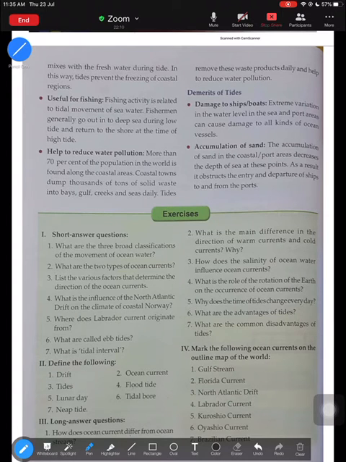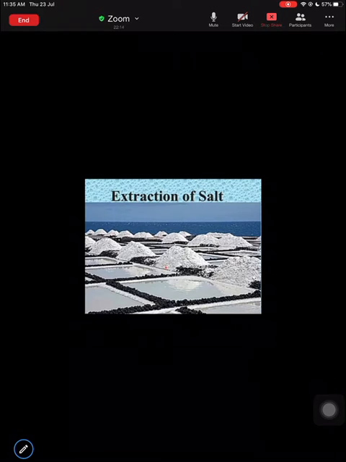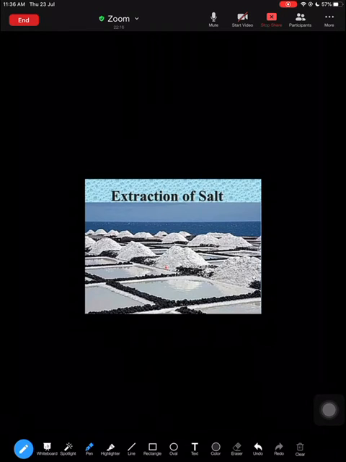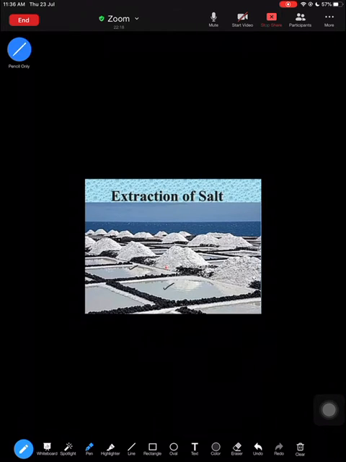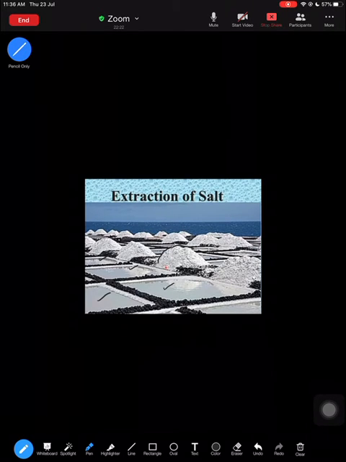And here, this is what a salt pan looks like. During high tide, when the water reaches the coast, the water is stored and not allowed to go back. So these are pans where water is stored, and when evaporation takes place, ultimately they result in the formation of salt. So they can extract a lot of salt with the help of tides as well.